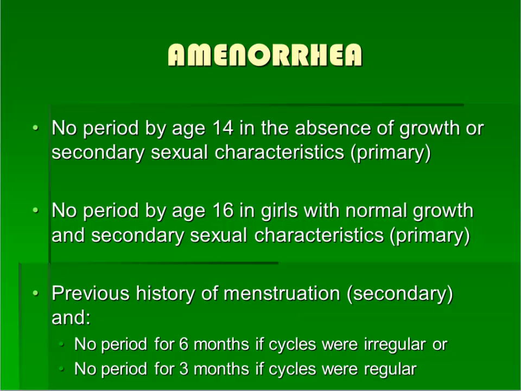Primary amenorrhea is defined as either no menses by age 14 years in a female with no growth spurt and no secondary sexual characteristics, or no menses by age 16 years in a female with evidence of a growth spurt and the presence of secondary sexual characteristics. Secondary amenorrhea is the absence of menses after 3 to 6 months in a woman who has previously menstruated.